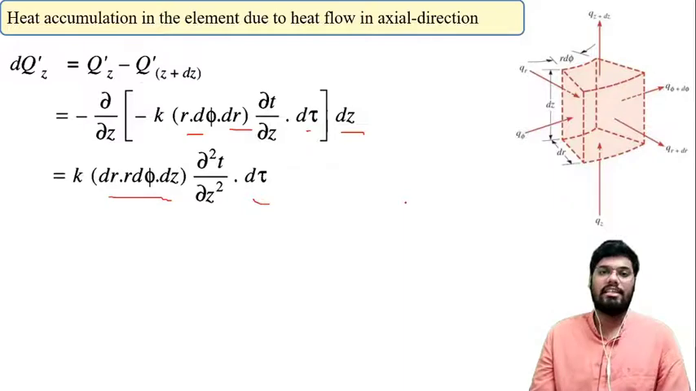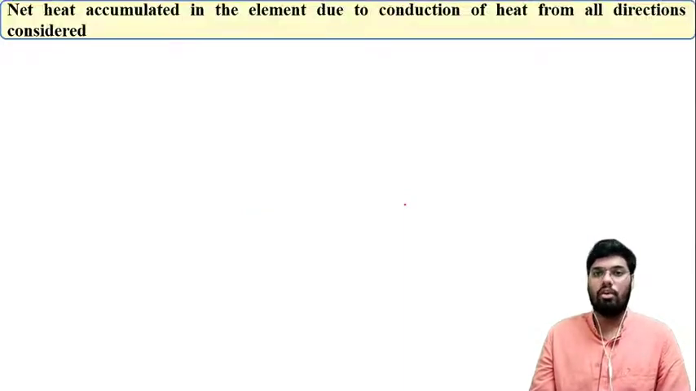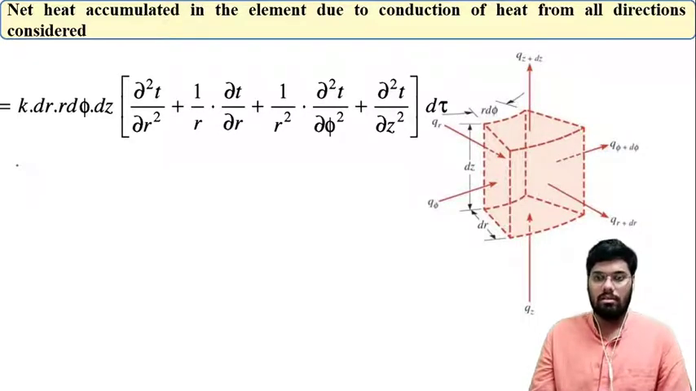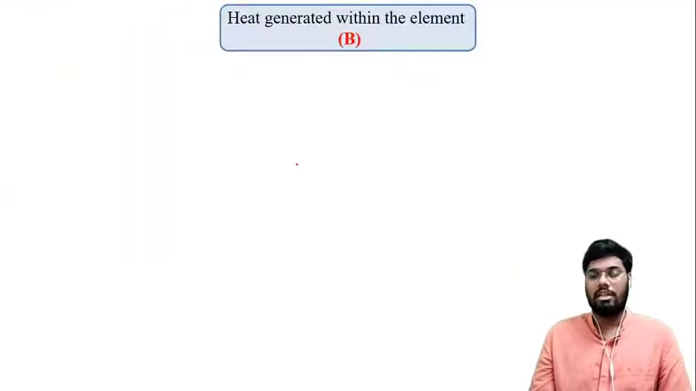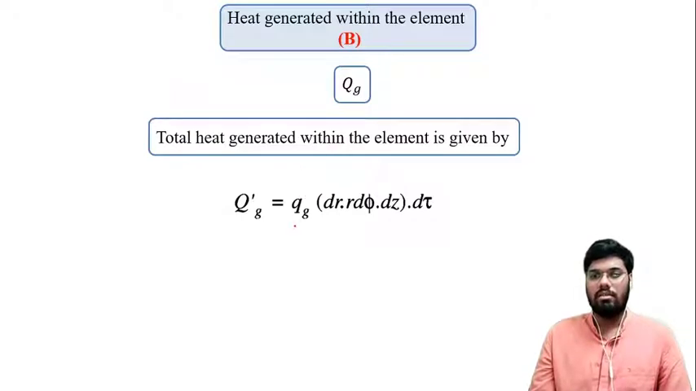Now the net heat which is going to be accumulated in the volume from all the directions considered would be this equation. K dr r d phi and dz will be a common term from all the phi, z and r directions. So this is the value of our A. Now let's talk about the term B, which is internal heat generation, denoted by Qg. If we denote Qg as internally generated heat within the element, this is our volume dr r d phi dz in a particular time interval d tau.